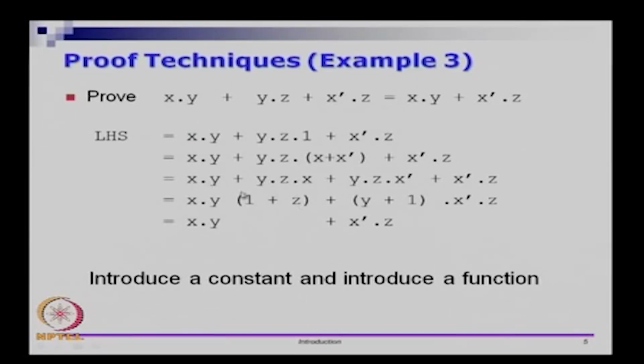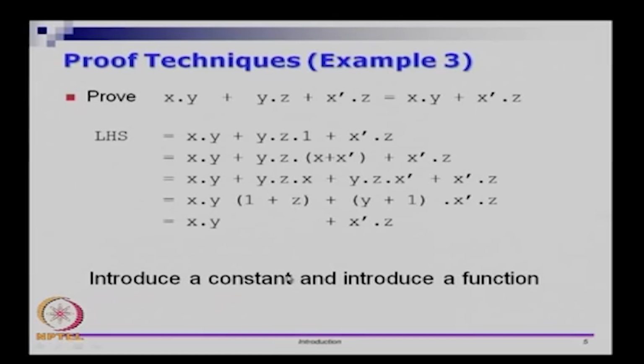So 1 or z is the expression which comes from these two. Similarly we see that there is x bar z which is common to this term and this term. We can take that out and we have y or 1. We know that 1 or z is 1 and y or 1 is 1. So it simplifies to xy or x bar and z. What happens is this term vanishes and you have xy or x bar and z.